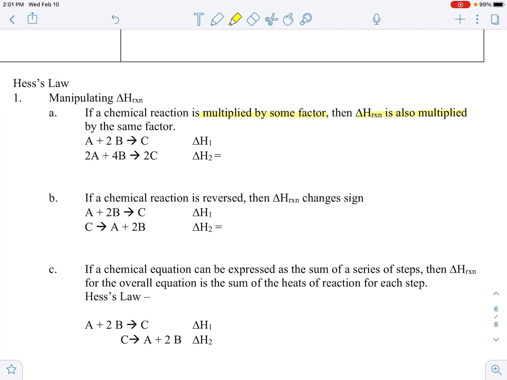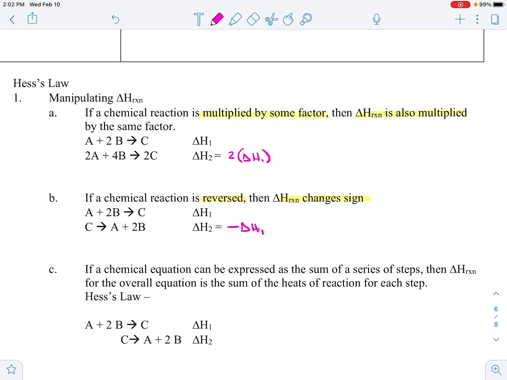So let's look here. Our first reaction is A plus 2B gives us C. Now we've doubled that, so delta H2 would be equal to 2 times delta H1. Notice how we have twice that. As we saw in the reactions before, if you flip it, we can reverse a reaction, and our delta H will change sign. So looking at that same generic equation, A plus 2B gives us C, delta H1. If we flip it and have our products as our reactants, delta H2 is equal to negative delta H1.